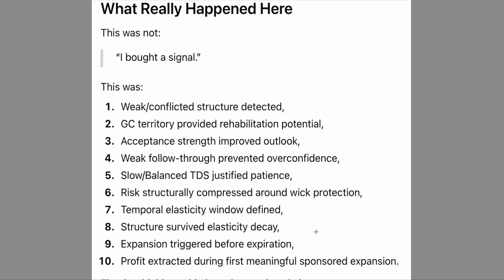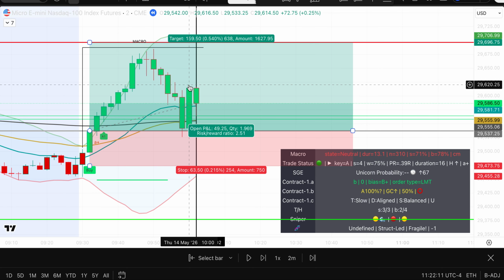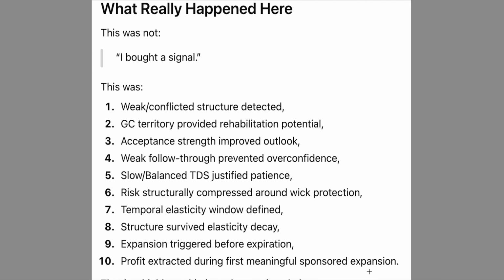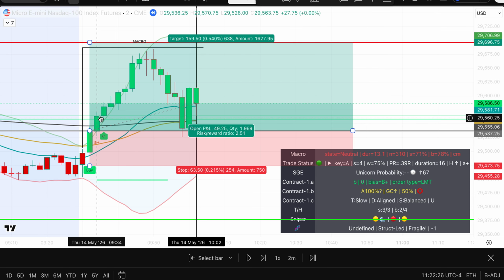Expansion triggered before expiration. So basically, the expansion happened here, and I was able to get my little profit. Okay. Profit extracted during first meaningful sponsored expansion. Correct. So, you know, I could have entered on confirmation here, right? And done, let's say, a market order, because limit was not going to tap me in, and I'm going to show you why it wouldn't have tapped me in if I did a limit on confirmation.